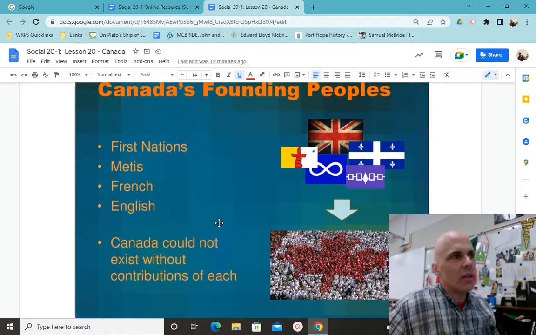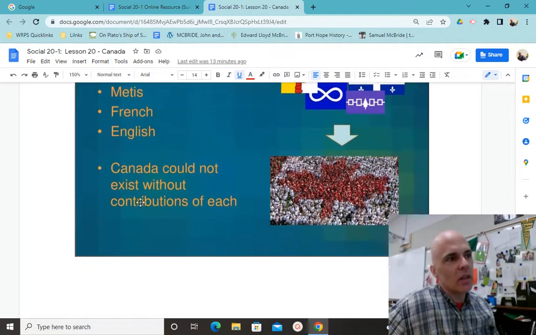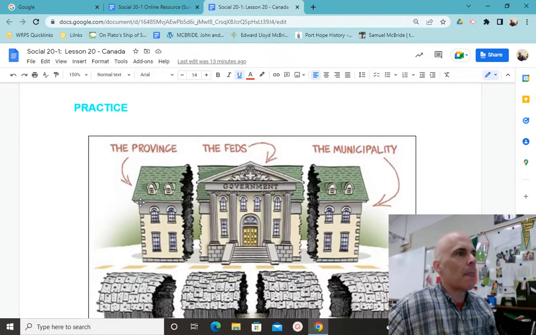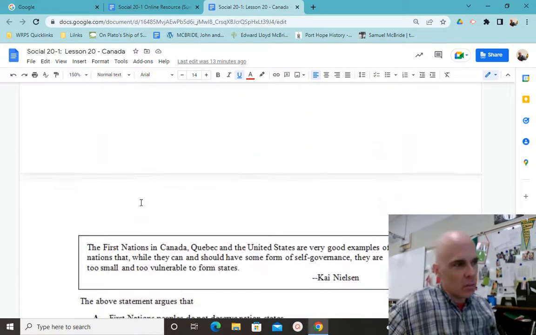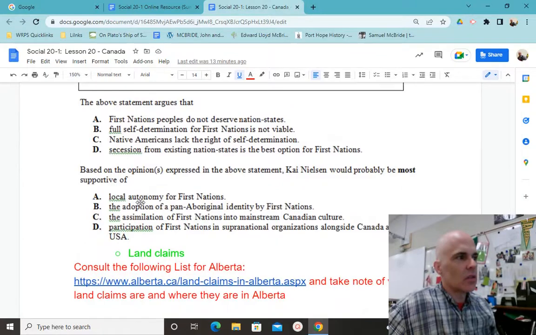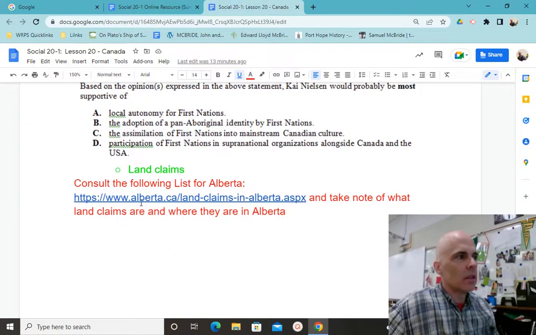It connects with the idea of Canada's founding peoples, the First Nations, the Métis, the French, the English. Canada would not exist in its current identity without any of those. All four are key to the nation that Canada became. More practice multiple choice. Thank goodness that the answer keys are on there for most of them.